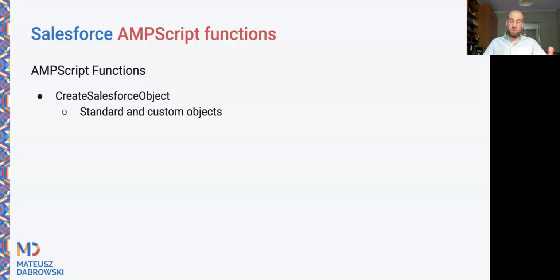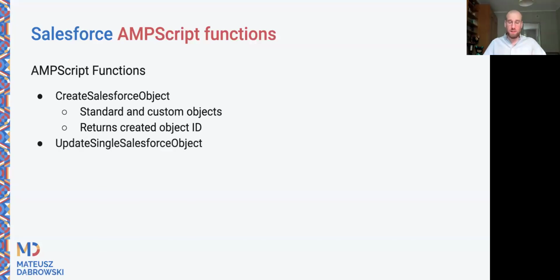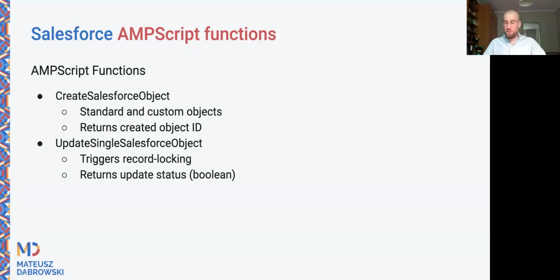But also, especially within the journey builder, create standard and custom objects. And what is interesting is it returns the created object ID, so you can then leverage it to go forward with the next steps of your process. There is update single Salesforce object that triggers a record locking. I'll be talking about this a bit more later on, but generally, you might not always want to leverage this function for some objects. And it returns update status, so whether it was successful or not.